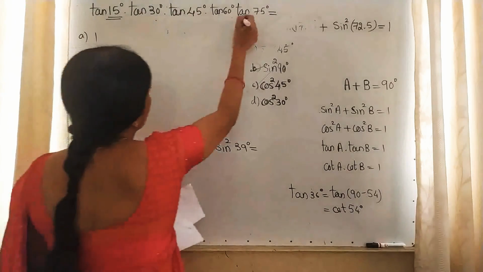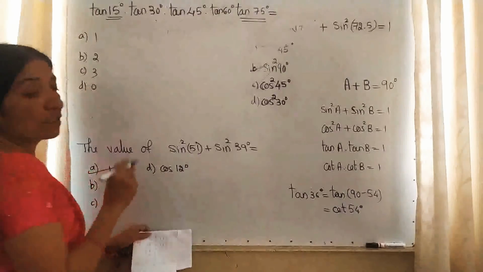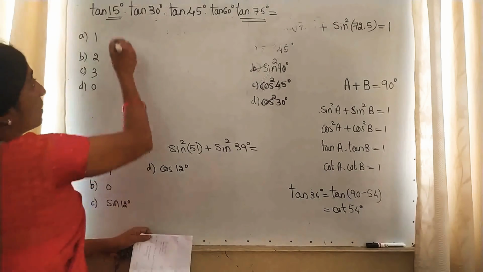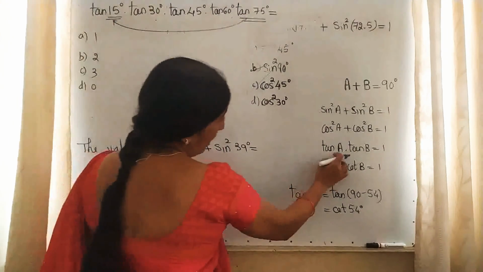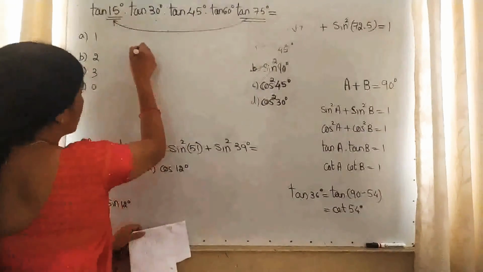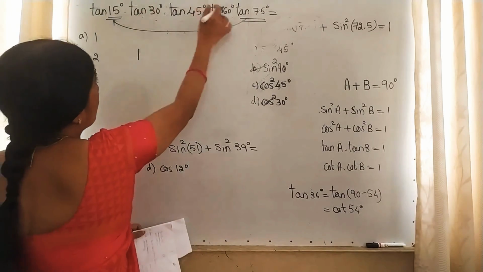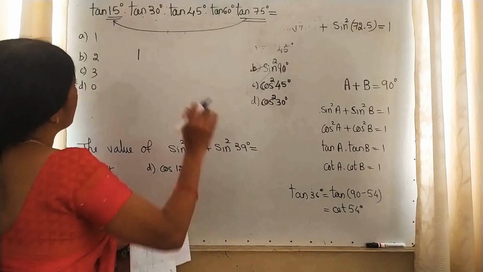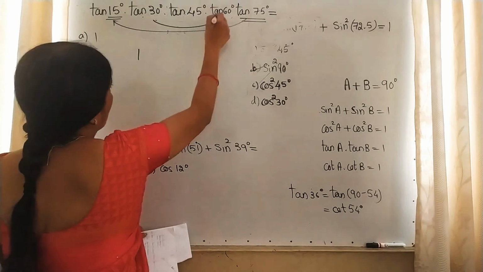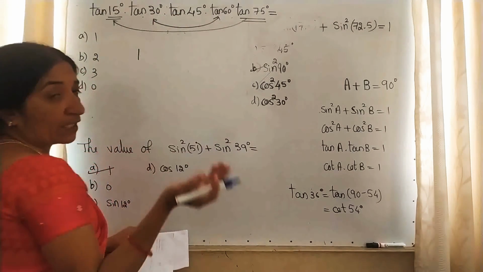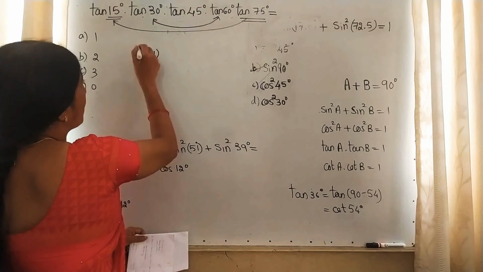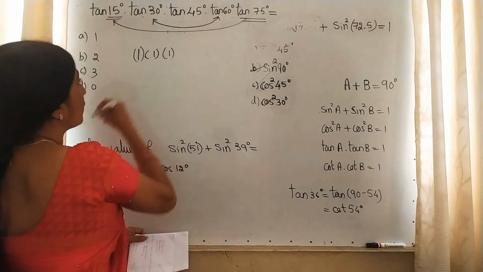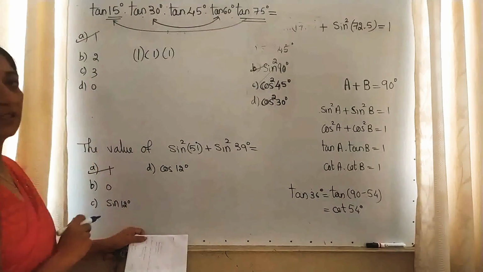15 degree and 75 degrees, how much? 15 plus 75 is 90. When you combine these two, they are in the form of tan A into tan B. That is 1. 30 into 60, even though they are standard values, don't write those values. Again, when you add 30 plus 60, that is also 90. That is 1. And in between multiplication, tan 45 is also 1. So the answer is 1.